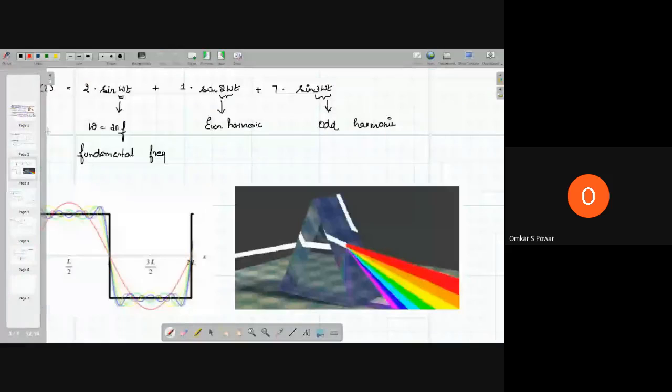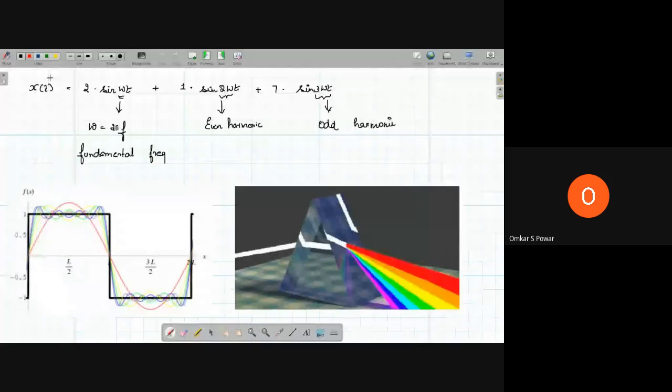Now, what are harmonics? I have to explain that. Consider this signal: x of t is equal to 2 sine omega t plus 1 sine 2 omega t plus 7 sine 3 omega t.